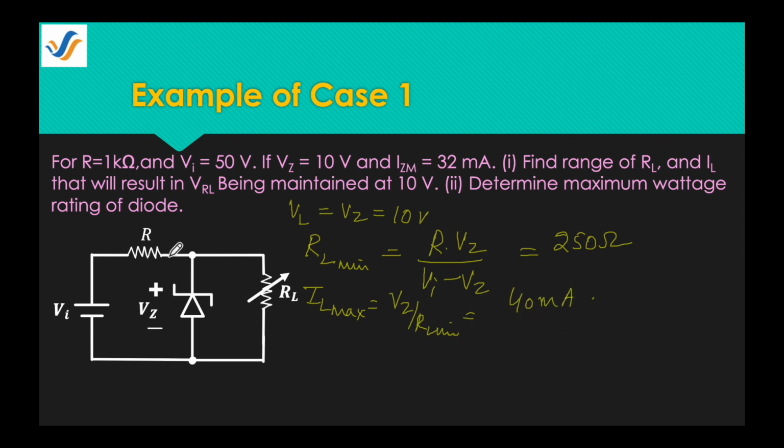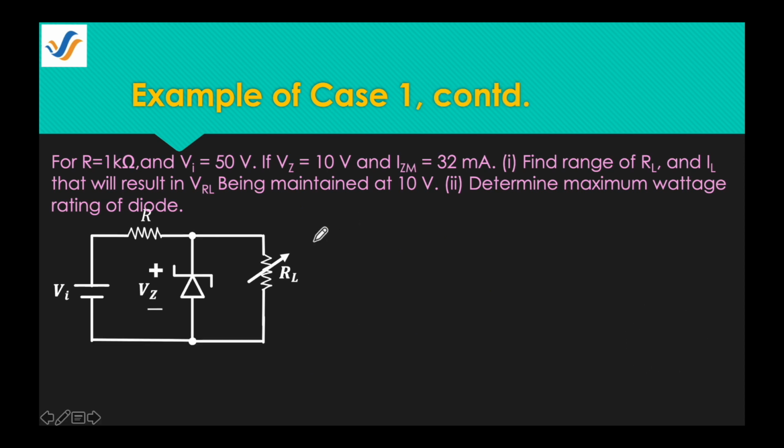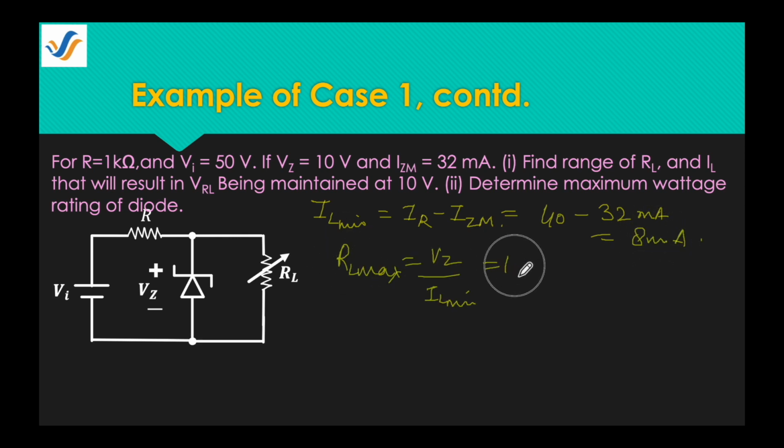Now the voltage across the resistance, VR, is 40 volt. Using this, the current through the resistance is 40 milliampere. Now the minimum load current is given by, this is very simple. Now RL maximum is 1.25 kilo ohm. So the range of load resistance is from 250 ohm to 1.25 kilo ohm. The second part is to find the maximum wattage rating, that is PZM, and it is the product of VZ and IZM.